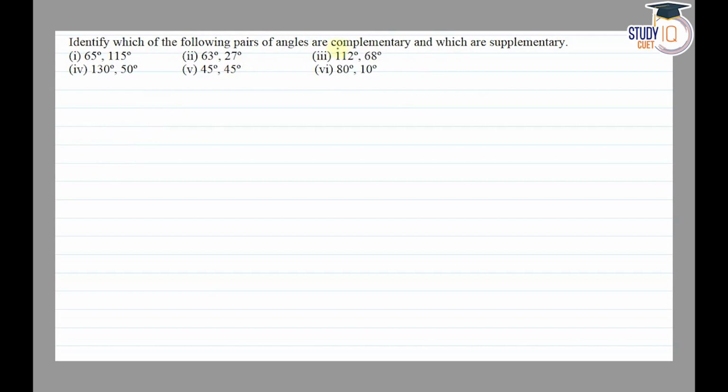So firstly, we will see complementary angles. When the sum of two angles is equal to 90 degrees, then they are complementary to each other, and when the sum of two angles is 180 degrees, then they are supplementary angles to each other.